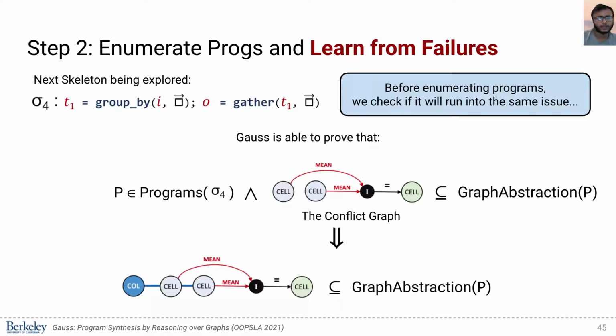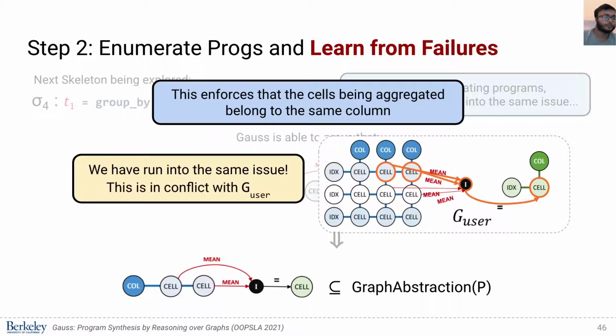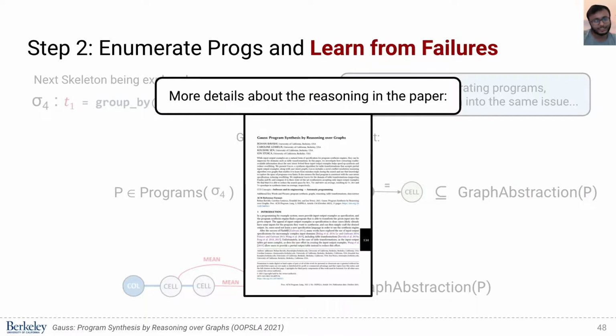Well, what does this mean? Let us unpack this. This means that the cells that are being aggregated belong to the same column. But this implies that we run into the same issue because we know from the user that these two cells are indeed in different columns. Thus, Gauss is able to move on without explicitly enumerating any programs, saving precious synthesis time. For more details on how Gauss arrived at this conclusion, we again request you to refer to the paper.